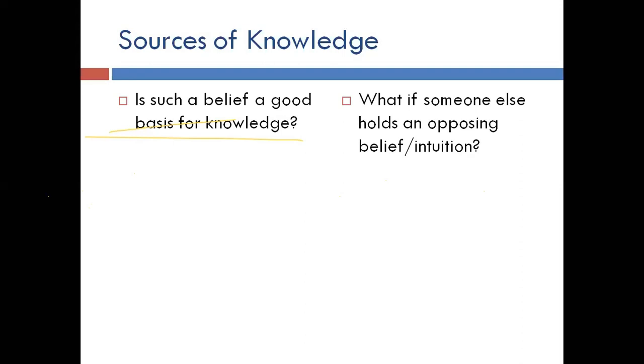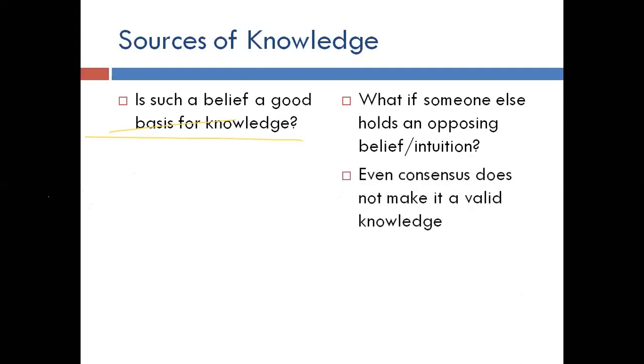Now, why is it not a good basis of knowledge? What if someone else holds an opposing belief or intuition? Like Ranjan's fiancée holding an opposing view. Any belief, any knowledge can have so many opposing beliefs and intuitions. So that's the first pitfall.